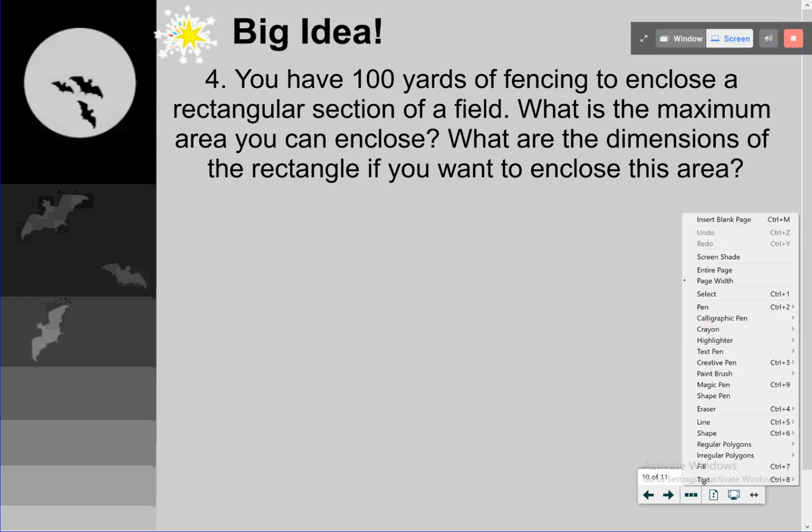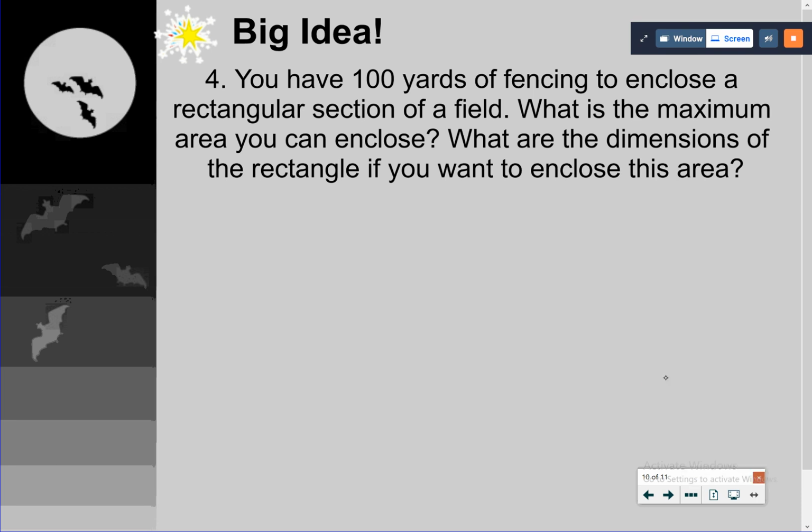All right, so this one says, you have 100 yards of fencing to enclose a rectangular section of a field. What is the maximum area you can enclose, and what are the dimensions of the rectangle if you want to enclose this area? So we had some area problems. I can't remember what section it was in. At some point in maybe like chapter 8, we were doing the systems. Something like this came up, so it's kind of similar.